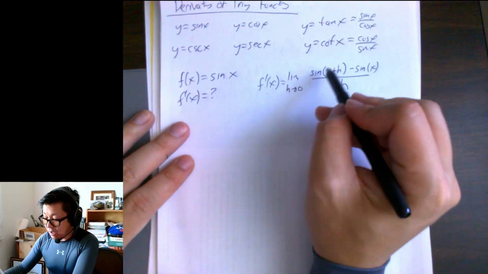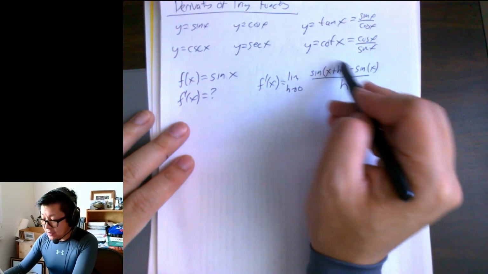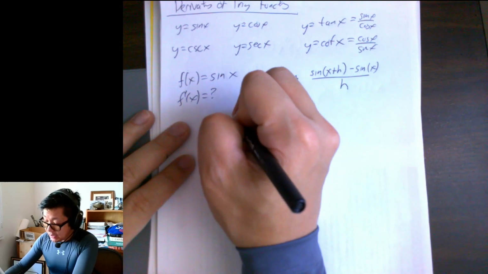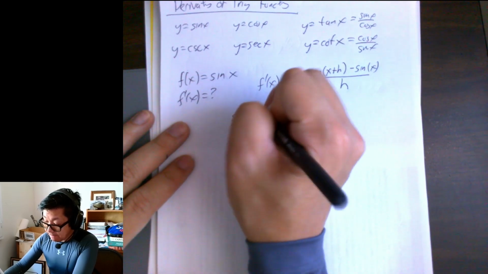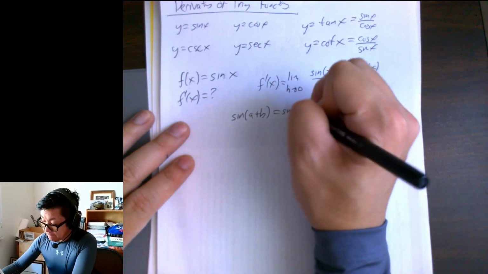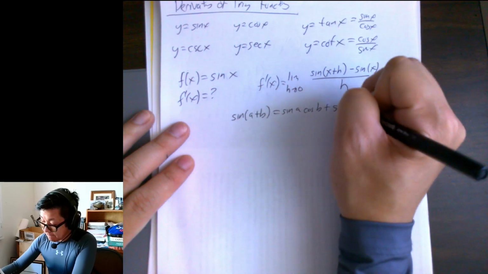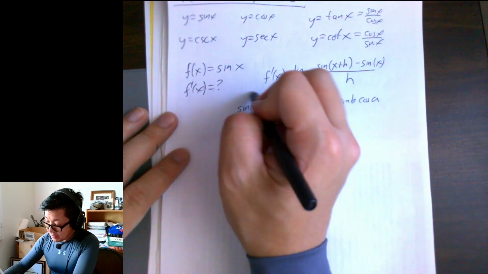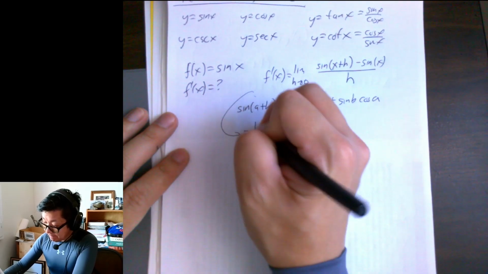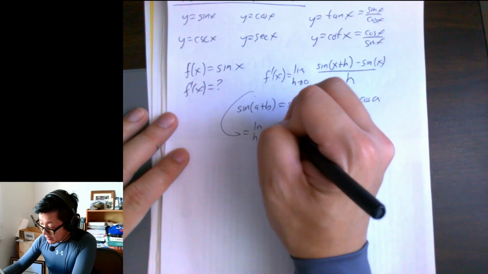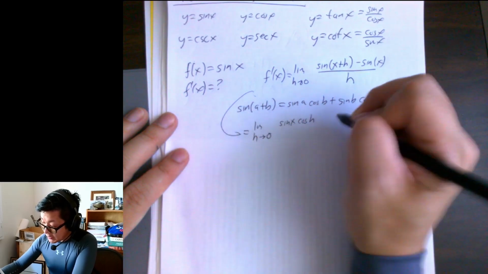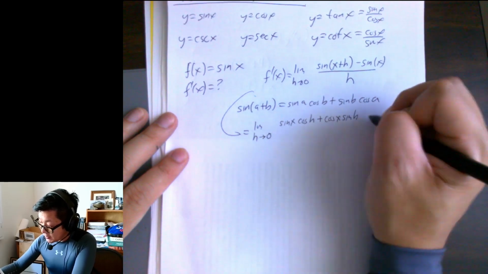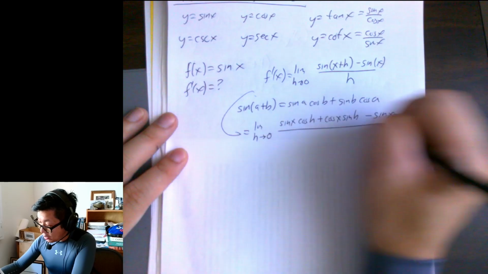Now, unlike the problems involving polynomials, this one's a little bit more complicated to unfold. We're going to end up using an angle addition formula. If I apply this formula to this component, I end up with the limit as h approaches 0 of sine x cosine h plus cosine x sine h minus sine x, all over h.